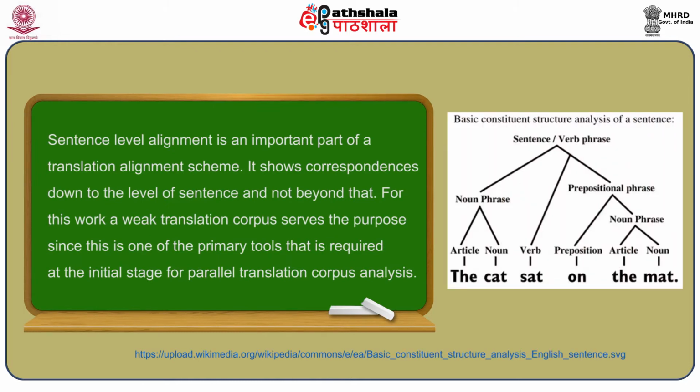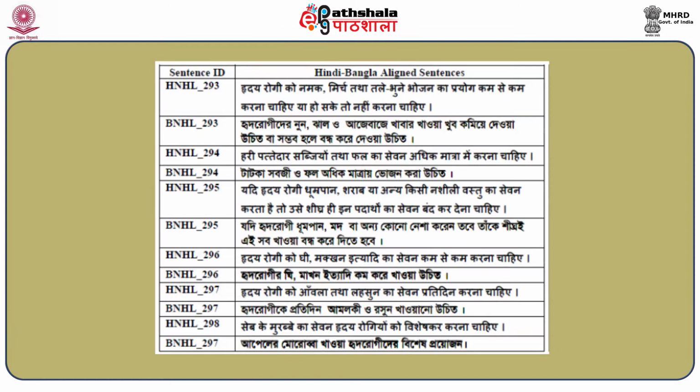Sentence level alignment is an important part of a translation alignment scheme. It shows correspondences down to the level of sentence and not beyond that. For this work, a weak translation model serves our purpose, since this is one of the primary tools required at the initial stage for parallel translation corpus analysis. We have given here some examples of how sentences in Hindi and Bangla are aligned.